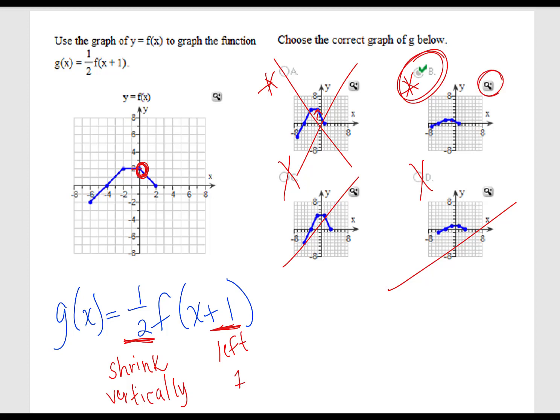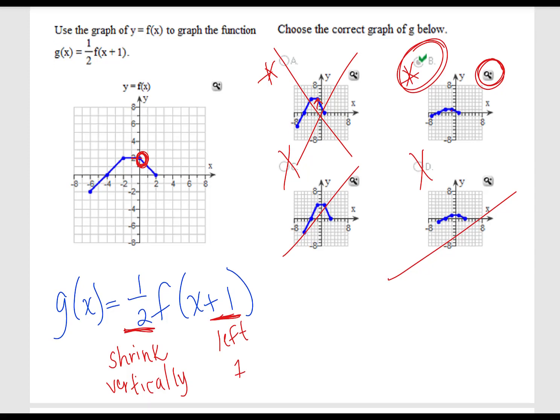Again, please make sure that you use that magnifying tool because it's much easier to see those graphs and the exact points. And so you could eliminate some mistakes by using that.